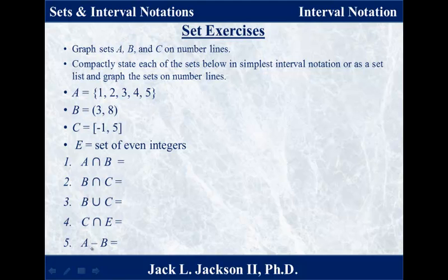So graph A, which is a set 1, 2, 3, 4, and 5. Set B, which is the open interval from 3 to 8. Set C, which is the closed interval from -1 to 5. And set E is the set of even integers that you're going to graph here. And you might get some nice colored pencils out. Get a different colored pencil for each one of those 4. Okay? Make use of those colored pencils I asked you to buy.